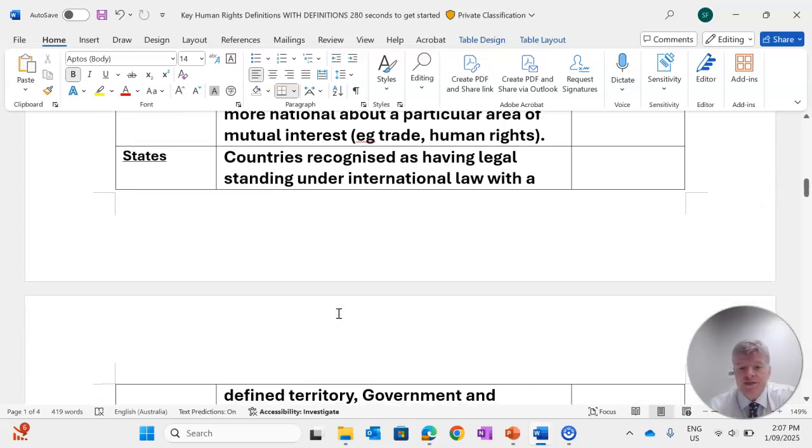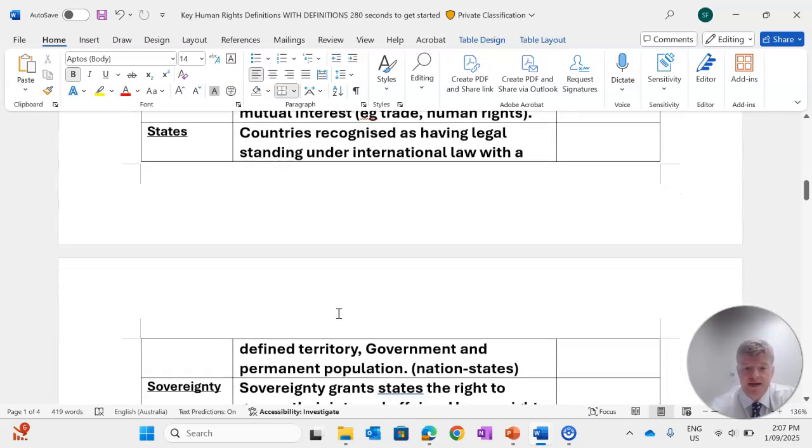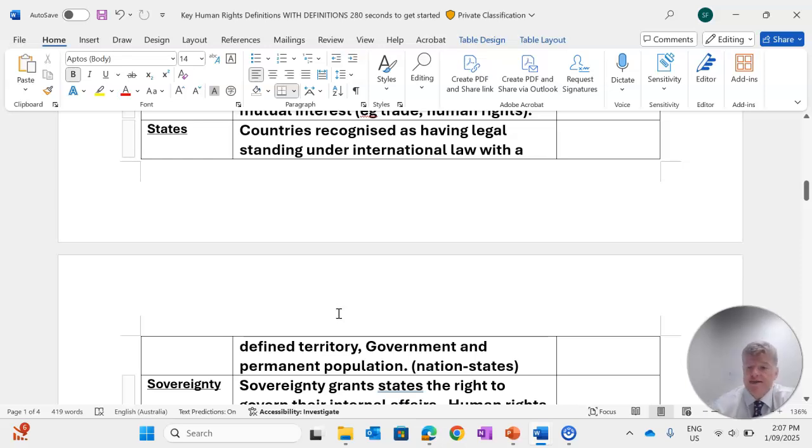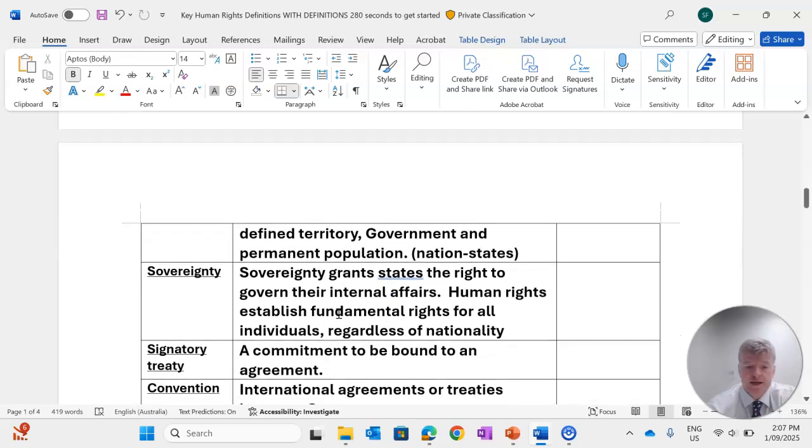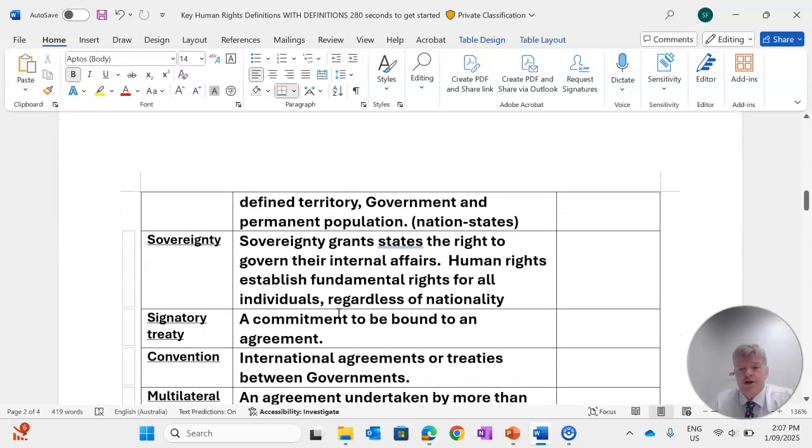States, so it's often best to think about as nation states. States are the countries as having a legal standing under international law with like a defined territory. So Australia is a nation state. We know where our borders of Australia are. It's easy because we're an island. It has a government. It has a permanent population. Sovereignty is about the rights of nation states to govern their own affairs. So human rights establish those fundamental rights for everyone, but sovereignty still means that states have the right to make decisions about what happens in their own area.